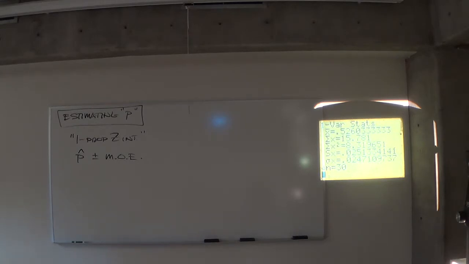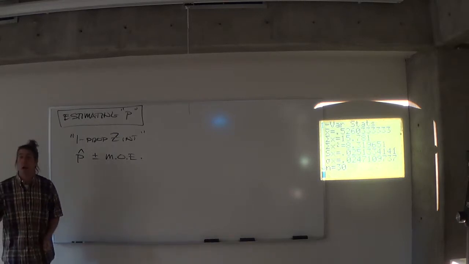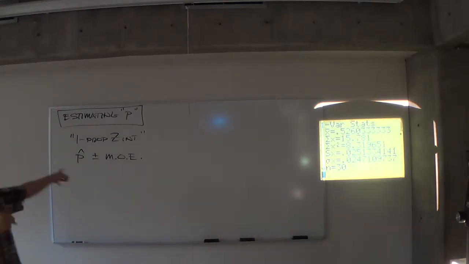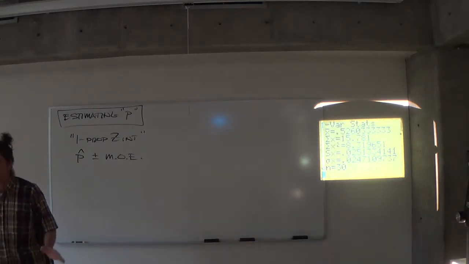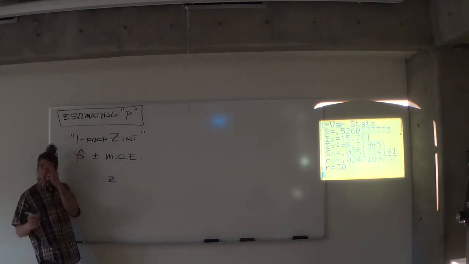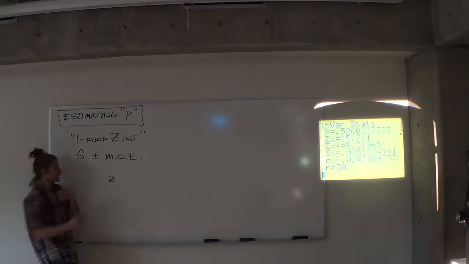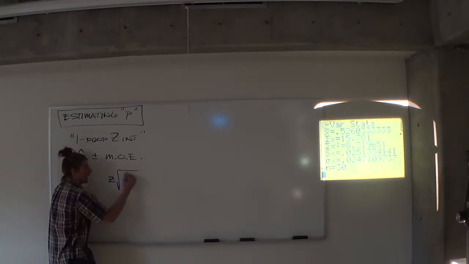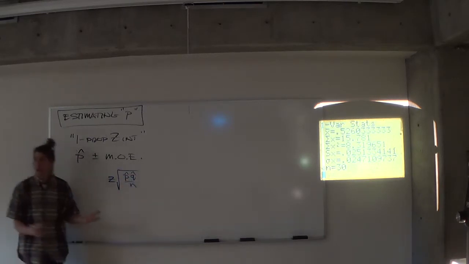Now here's the problem. We can't use the one we just used before. Do you see why? Yes, I'm going to put it up here mathematically. Now, we're not going to crank this one by hand anymore. You've already done it once, that was enough. But the margin of error was a critical value, z, usually 2 or 1.96, times a standard error, which was the square root of p hat, q hat over n.